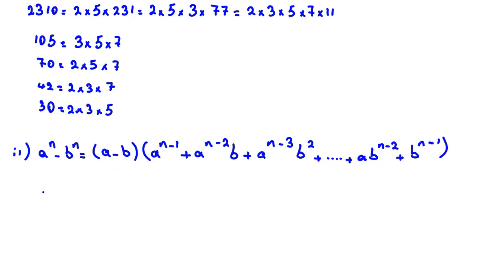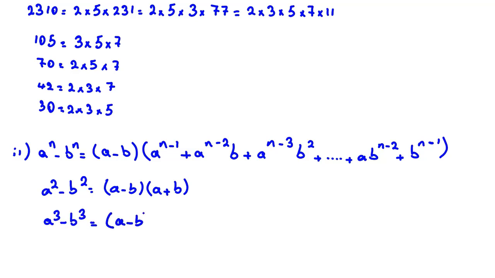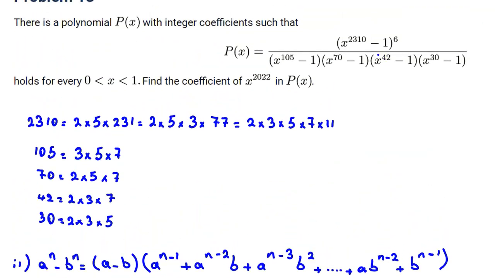Now that we know this, for example, a squared minus b squared will be what by this? It will be a minus b times a plus b. And also a cubed minus b cubed is what? It is a minus b times a squared plus ab plus b squared. And so on. So the first identity is this. Now we want to use this.